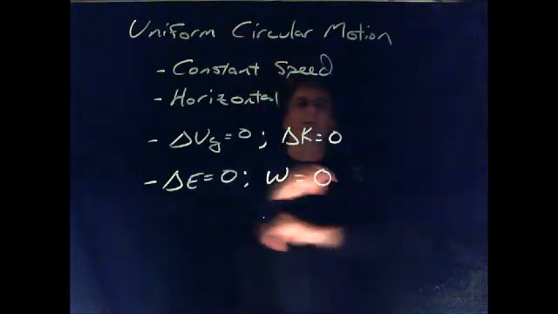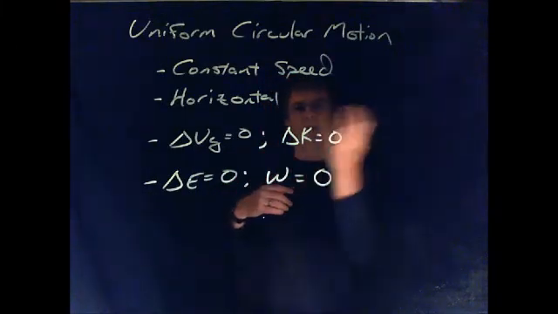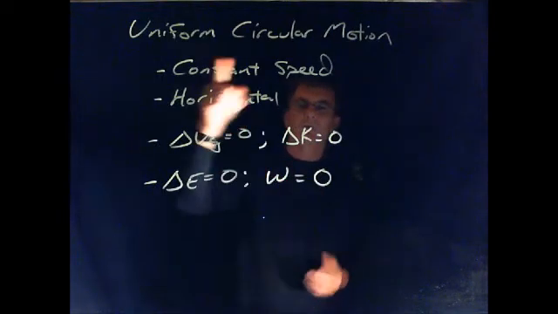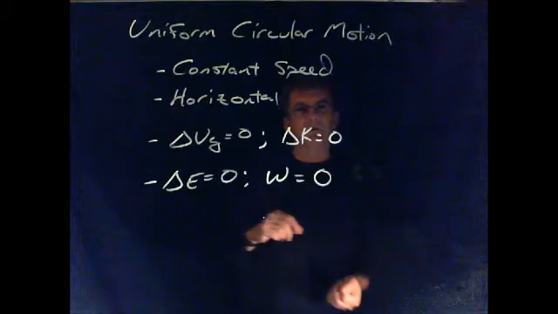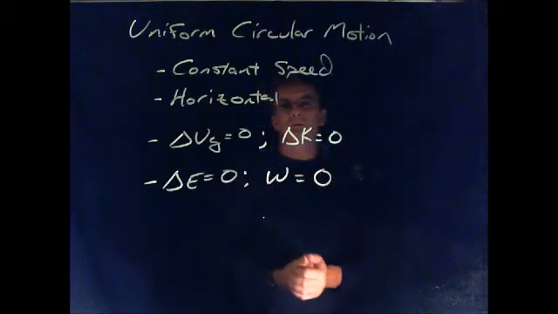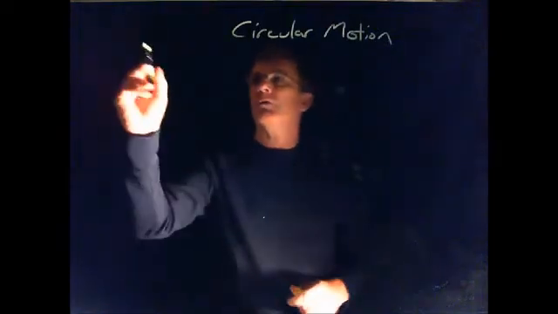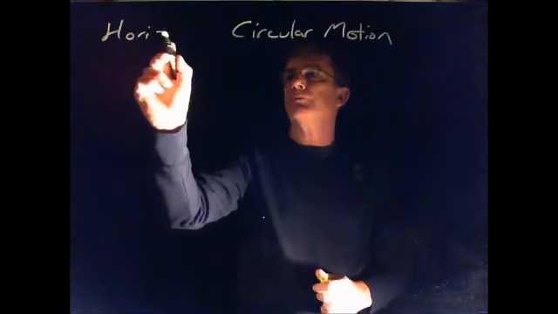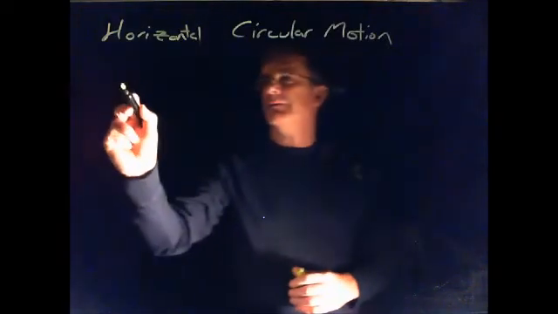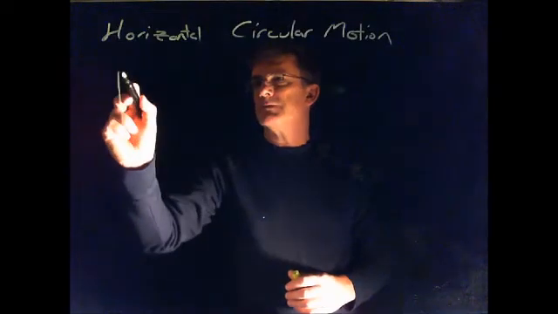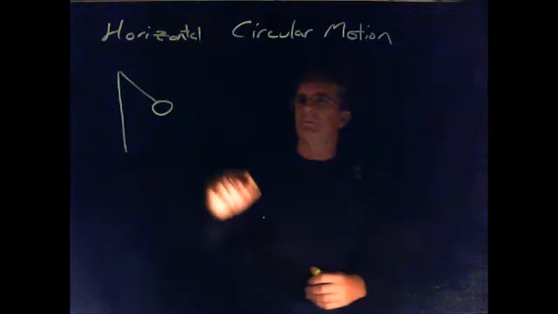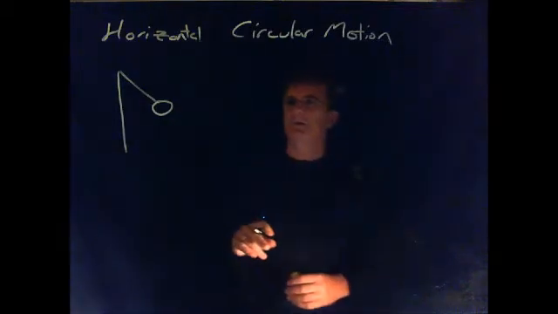Now I want to take a look at another example of an object moving in horizontal motion where it's not uniform, but it is moving in circular motion that you should be able to qualitatively describe. We're going to take a look at horizontal circular motion, and the example I'm going to use is my example I use a lot. It's a tetherball. Growing up, I played tetherball in elementary school during recess all the time.